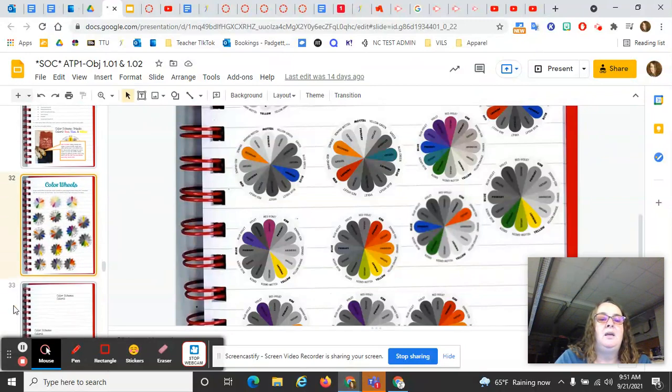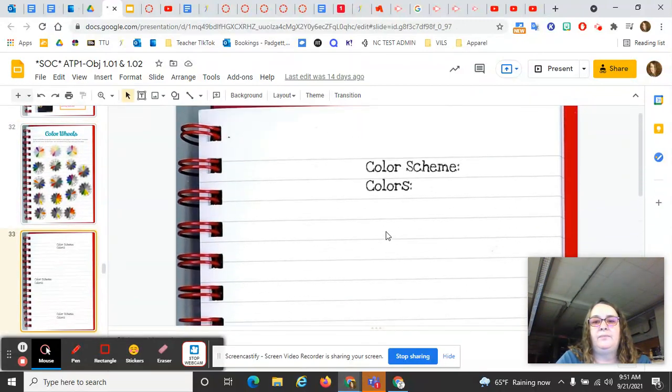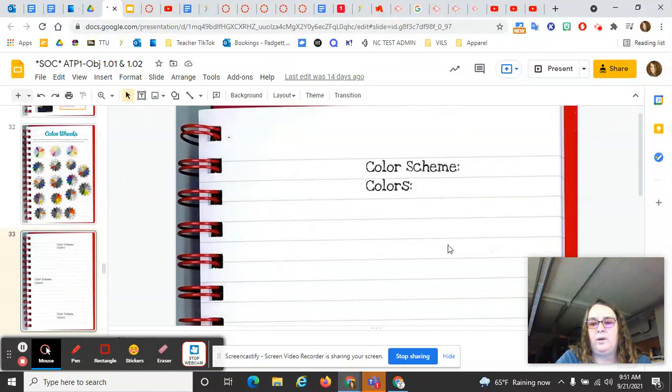Okay. Then you have these pages already set up for you. You'll put your image in here, name the color scheme, name the colors, and add the color wheel. And you'll do that for all 8 color schemes. Okay.